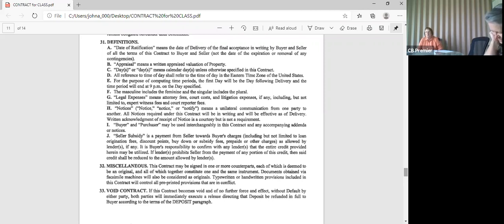Okay, seller subsidy, we talked about that. That is the payment by the seller towards the buyer's charges, included but not limited to loan origination fee, discount points, buy down or subsidy fees, prepaids, and other charges, as allowed by the lender. It is buyer's responsibility to confirm with any lender that the entire credit provided herein may be utilized.